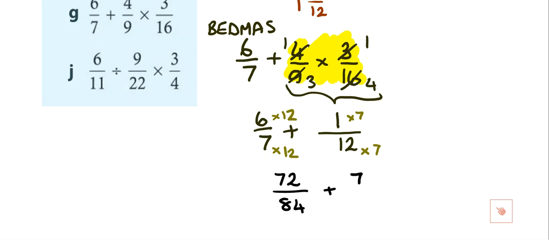Then we've got 7 over 84. Now we can add those together, which is 79 over 84. Okay, happy with that? Yeah. And then the final one.